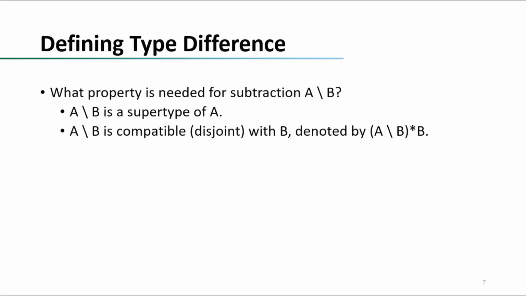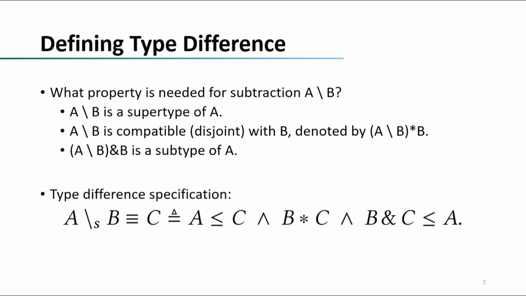And the second requirement is that A minus B should be compatible with B. We can understand it as: if A is a record and B is a record, then the record A minus B should have no common component with the record B, or we say their common supertype is top. It is denoted by A minus B star B. And the third requirement is that if we use B to subtract A, then adding back B should be able to get back A, which is A minus B, and B should be a subtype of A. And that is the third requirement we proposed.